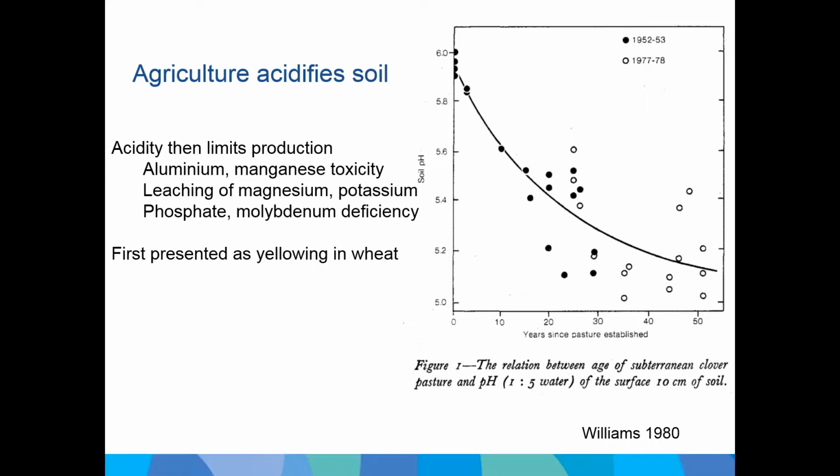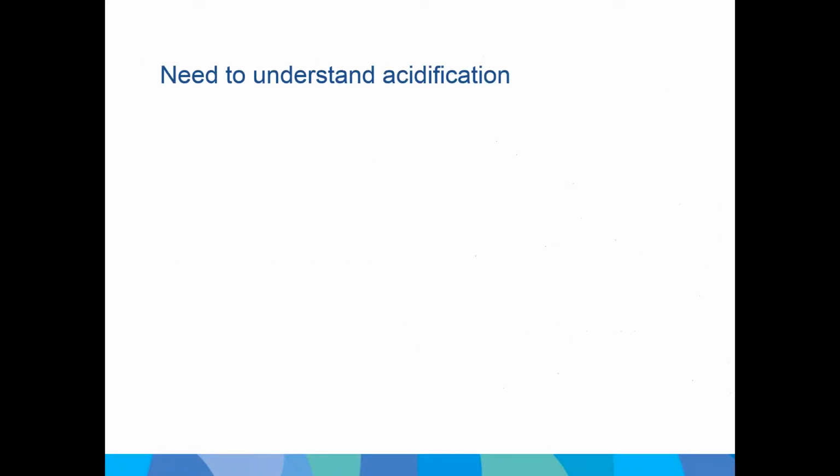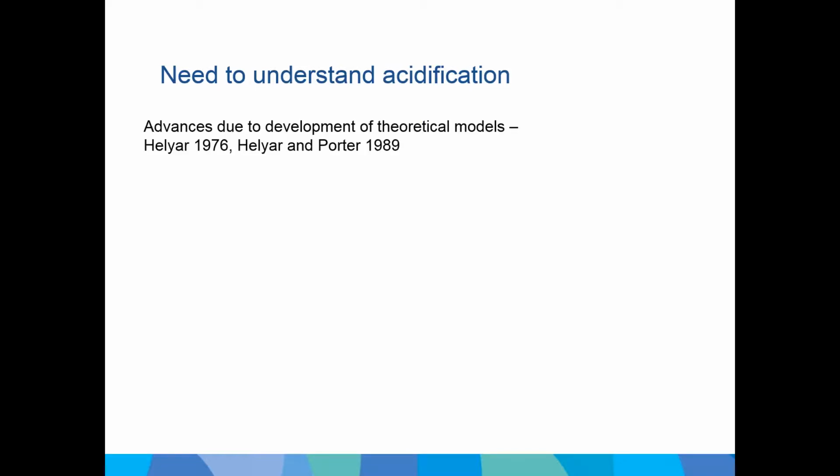We needed to understand what causes that acidification. And so a lot of work was done in the 60s and 70s, and using theoretical models, we could start to develop an understanding about what was driving acidification. And there's some classic work in the 70s by Keith Helyar, which involved nitrogen modeling, and then Helyar and Porter later on included organic matter components.